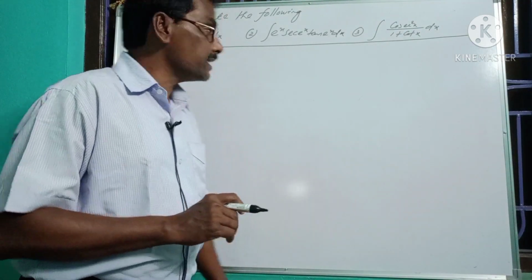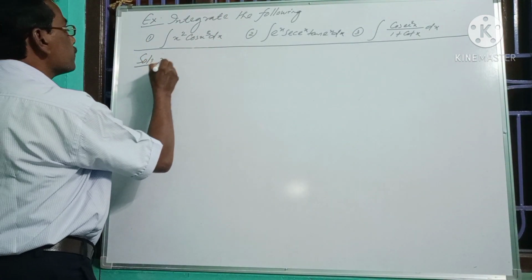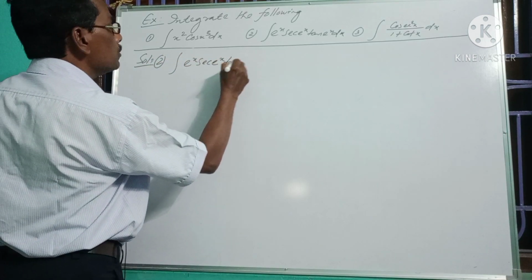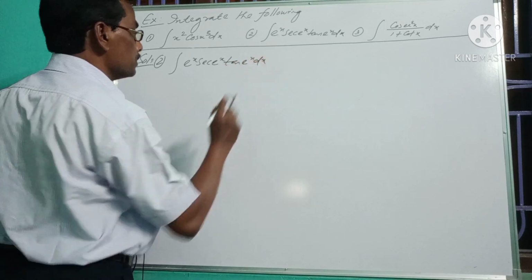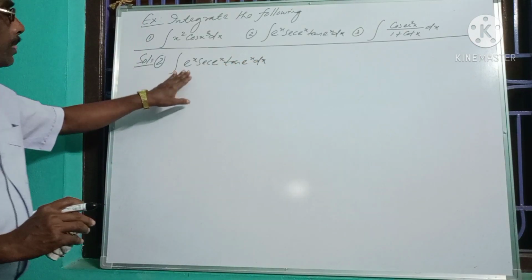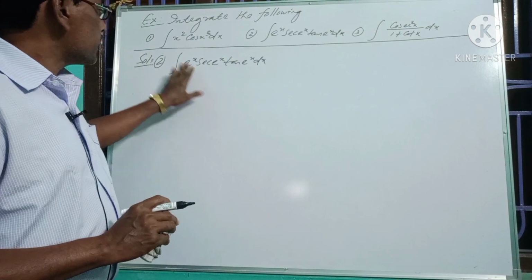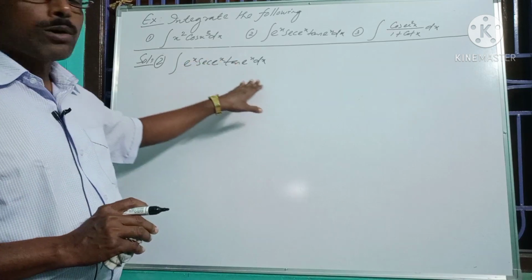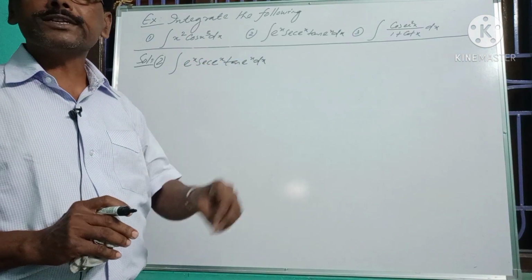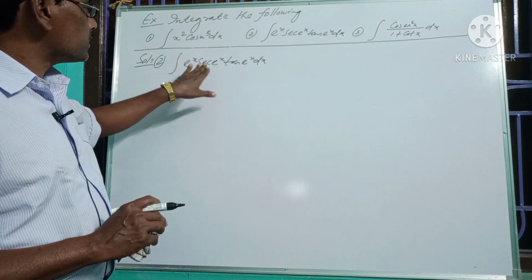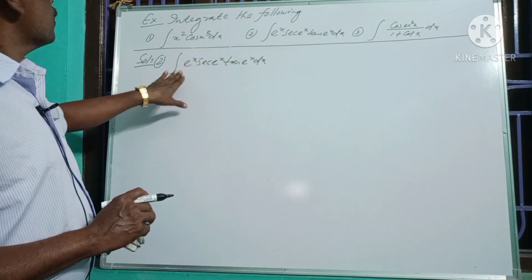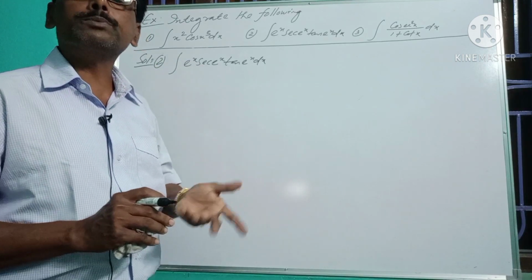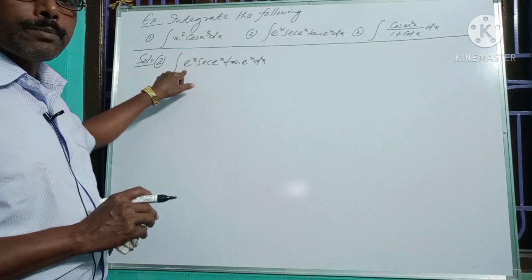Now let us solve the second problem, that is integration of e to the power x into sec of e to the power x into tan of e to the power x with respect to x. Now see the integrand: it contains an exponential function and trigonometric functions, where both the trigonometric functions are in composite form with the exponential function. As it contains sec and tan functions, definitely this will transform into integration of sec x into tan x with respect to x, but it contains the exponential function e to the power x.